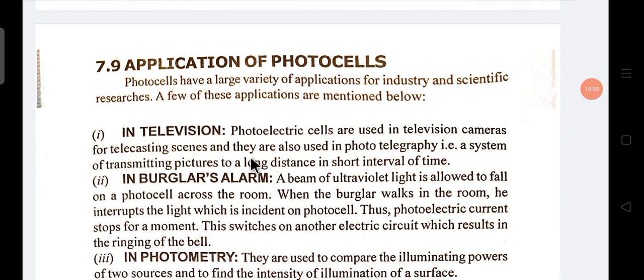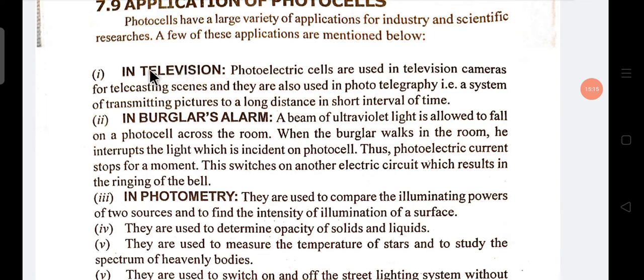Now let us discuss the applications of the photocell. Photocells have a large variety of applications in industry and scientific research. A few of these applications are mentioned below. One is in television. Photoelectric cells are used in television cameras for telecasting, and they are also used in phototelegraphy, a system of transferring pictures over a large distance in a short interval of time.